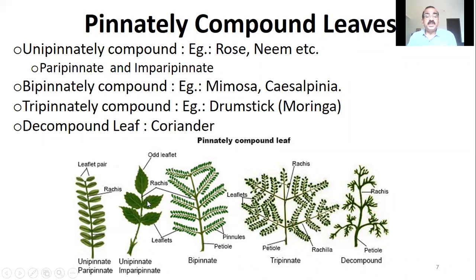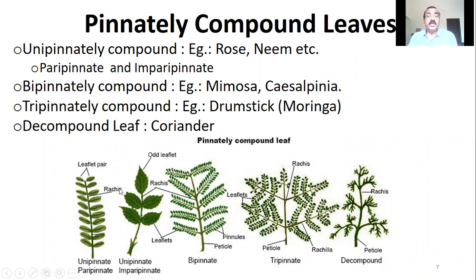But can you see a subtle difference between this unipinnately compound and this unipinnately compound? Look at the tip. Now at the tip, this has got a pair of leaflets. And if you count the total number of pinna or leaflets, they are in even number, 2, 4, 6, 8, 10 like that. That means pinna are in pairs of 2. Each pinna is in pairs of 2.